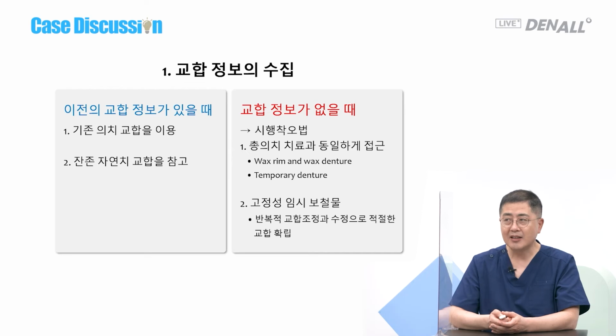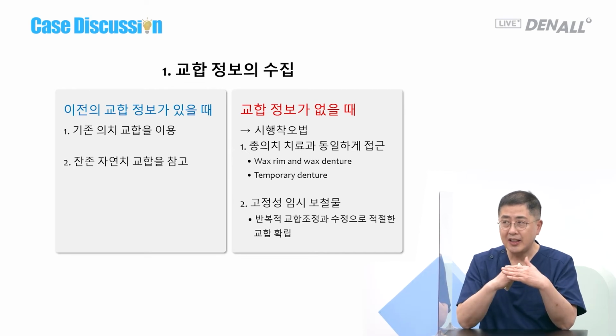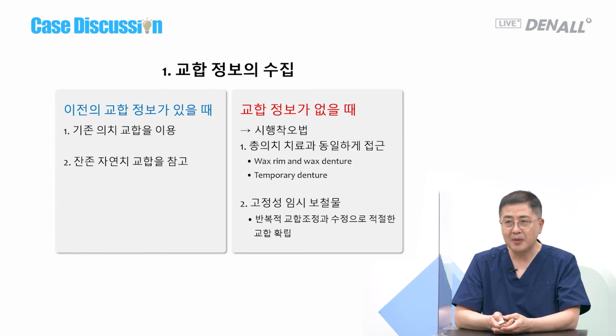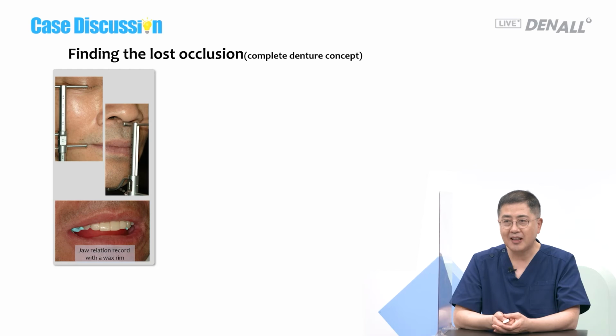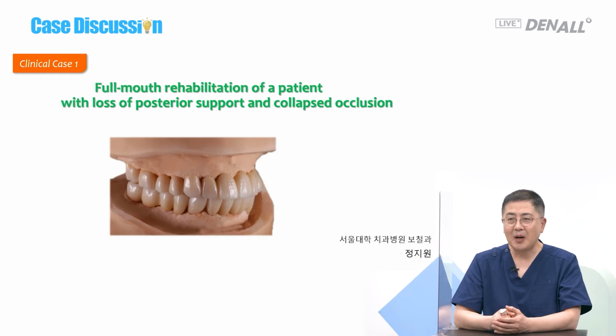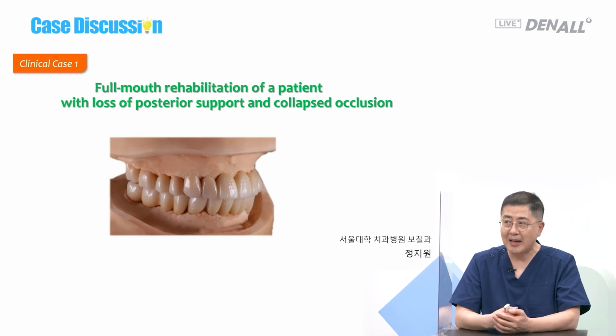When the VDO is lost, when there are remaining teeth, we can use the existing denture or remaining natural teeth to measure that. If they are not available, wax rim or the appearance can be used to identify VDO. These tools can be used. I borrowed this material from my beloved Dr. Park. I want to introduce a case of intern Jung Ji-won at the prosthodontic department, Seoul National University Dental Hospital.